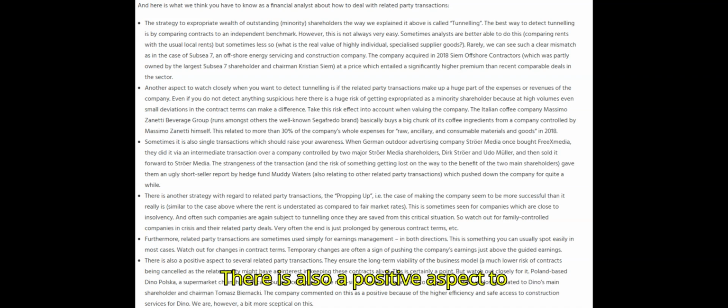There is also a positive aspect to several related party transactions. They ensure the long-term viability of the business model, with a much lower risk of contracts being cancelled, as the related party might have an interest in keeping these contracts alive. This is certainly a point. But watch out closely for it.